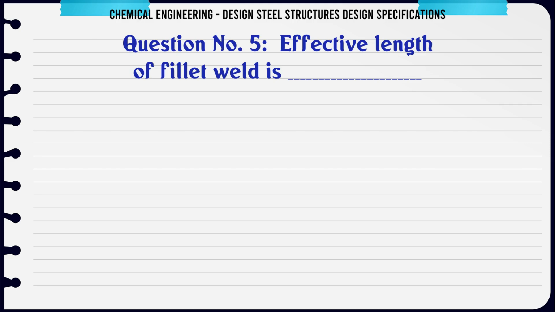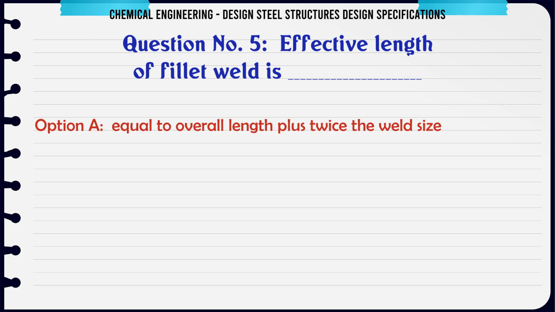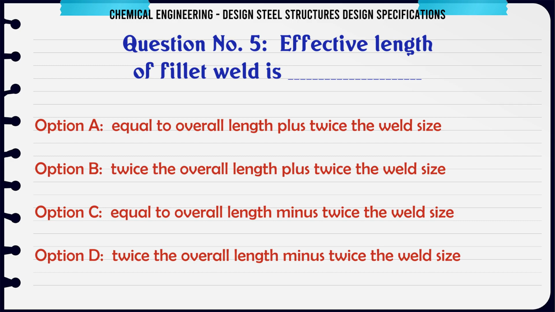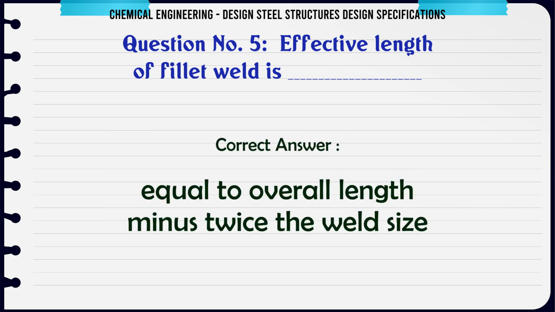Effective length of fillet weld is A. Equal to overall length plus twice the weld size. B. Twice the overall length plus twice the weld size. C. Equal to overall length minus twice the weld size. D. Twice the overall length minus twice the weld size. The correct answer is equal to overall length minus twice the weld size.